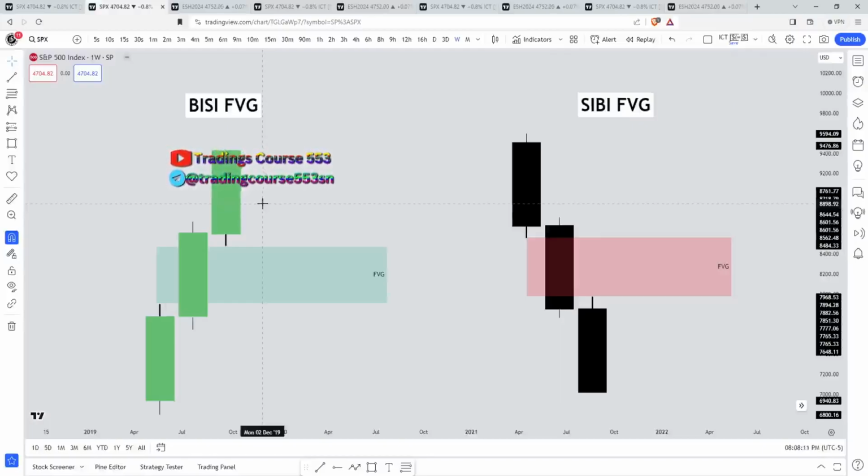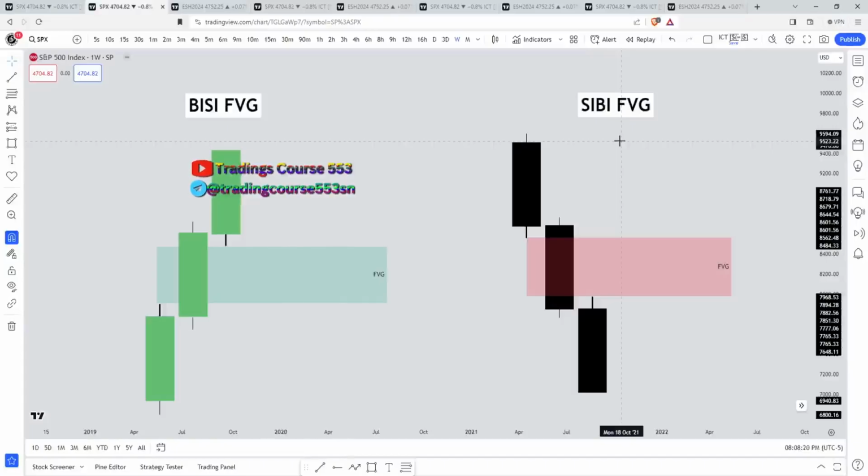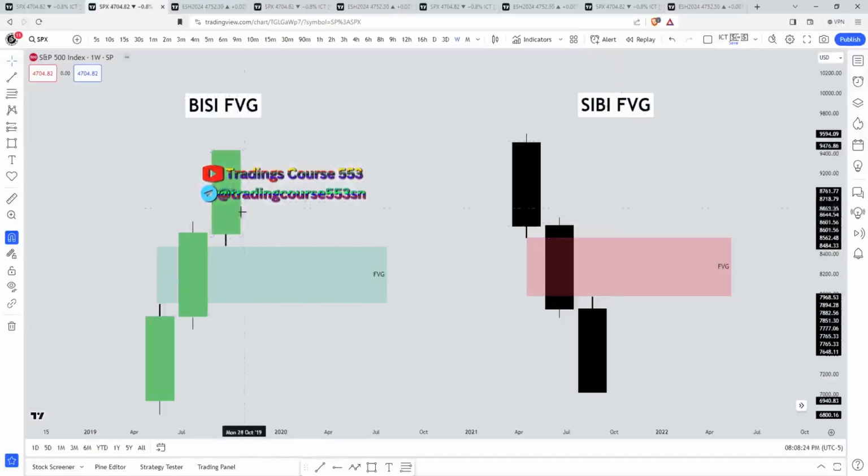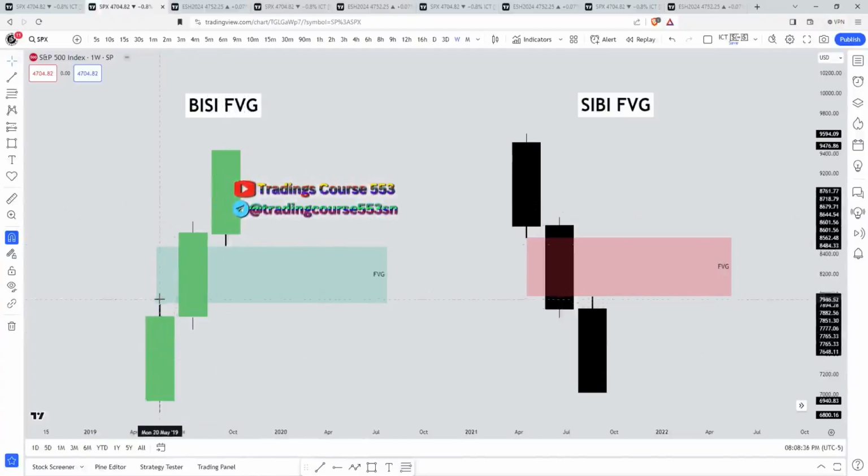It's essentially a buy side imbalance, sell side inefficiency, so it's labeled as BISI fair value gap. The bearish fair value gap is labeled as SIBI fair value gap, or sell side imbalance, buy side inefficiency. So in the BISI fair value gap, it is a 3 candlestick pattern. When you have a candle number 1 like so, where the upper wick and the lower wick of candle number 3 up here do not overlap, it creates this gap.